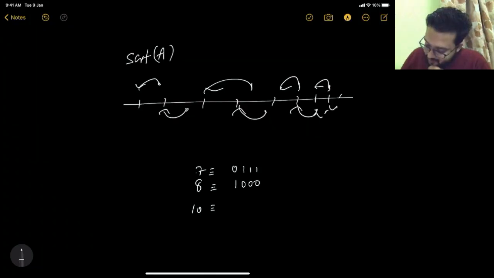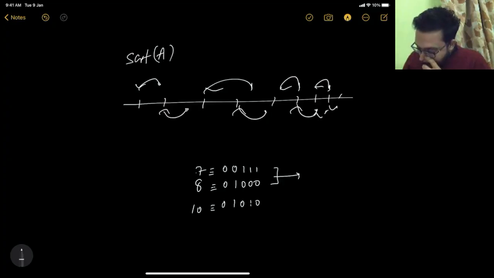Just give me a minute. 8 plus 4, which is 12. 12 plus nothing from here. Okay, just give me a minute, guys. 7 is giving an even smaller XOR with 10 than it is giving with 8.